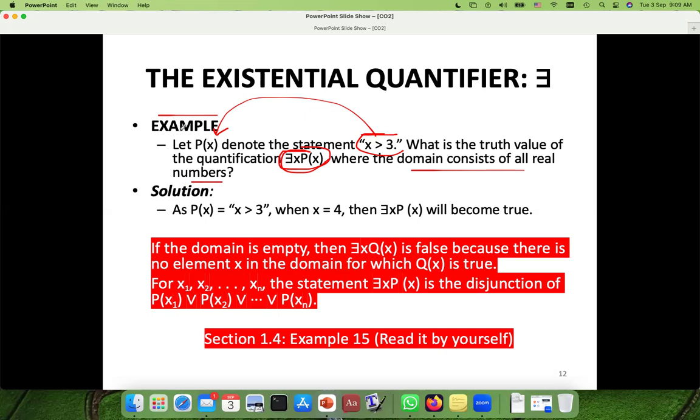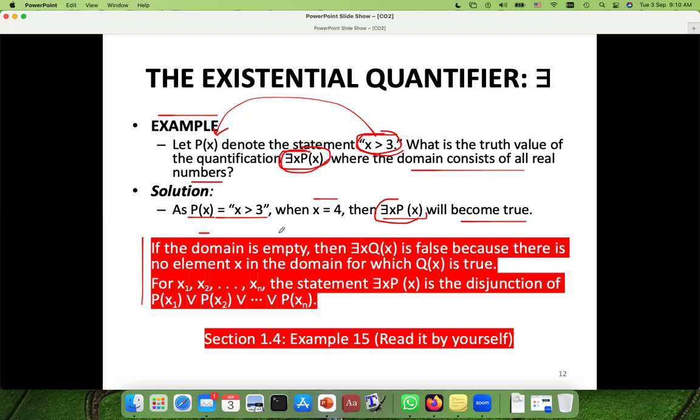So anyhow, P of X, according to this question, P of X is what? This is the P of X. And when you put X equal to 4, this becomes true. So that's why you can say this theory will be true, because we need only one evidence. Now, extra information: we need only one evidence to make that theory true.